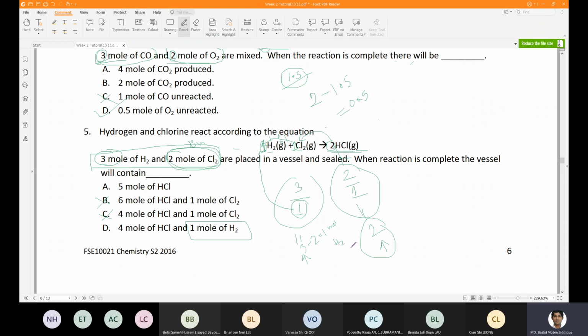Water, hydrogen. So now the question is how much of our reactant side finished. Now go to the product side. How much hydrogen chloride will be produced? Well, 1 mole of chlorine produces 2 moles of hydrogen chloride, right? So 2 moles of chlorine will produce 4 moles of hydrogen chloride. So 4 moles and 1 mole of hydrogen. So this is the correct answer.